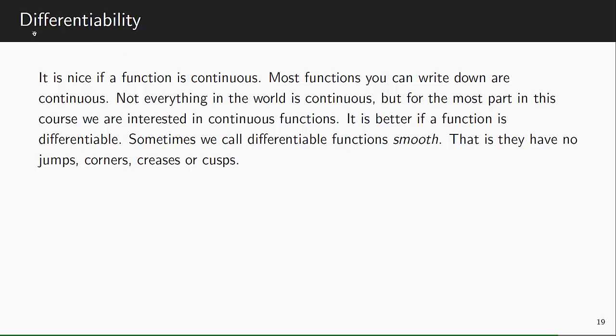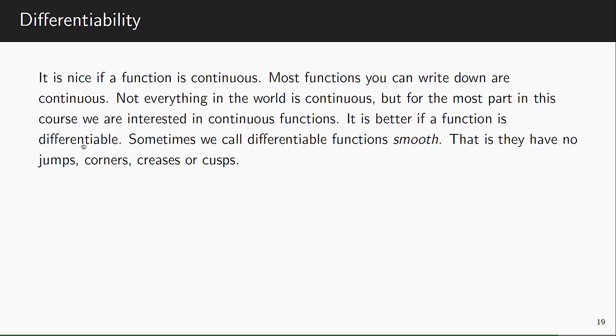Let's finish with a little bit of theory here, not too much, but just a sense of some of the definitions that go along with derivatives. So we've seen before continuous functions are good. What's even better is differentiable functions. Most of the functions you know the names for are continuous. Okay, not every single function you can write down is continuous, but for the most part in this course we're going to be interested in continuous functions.